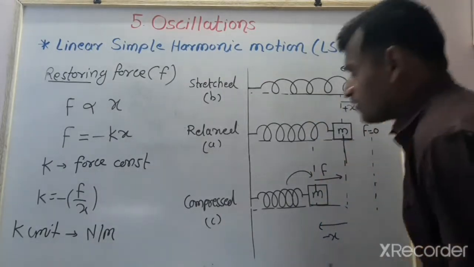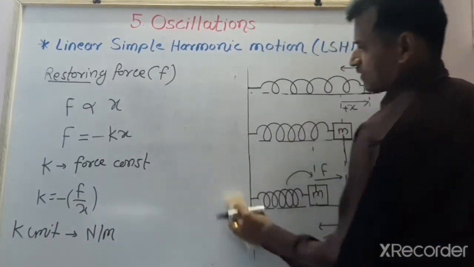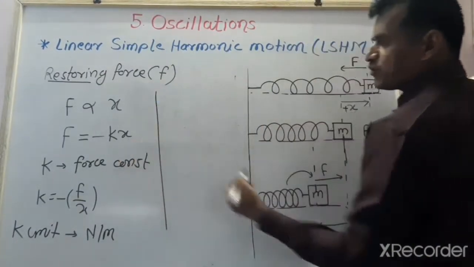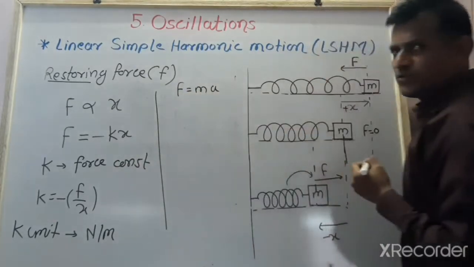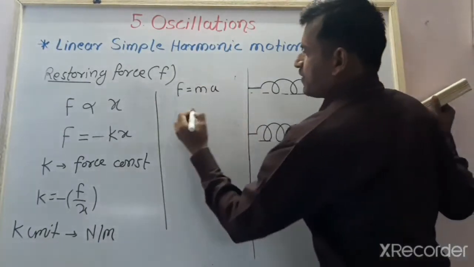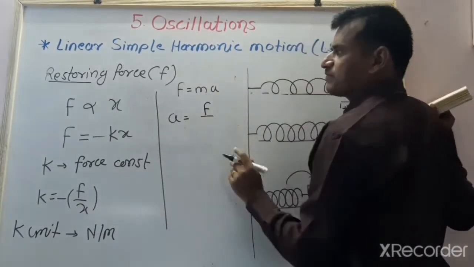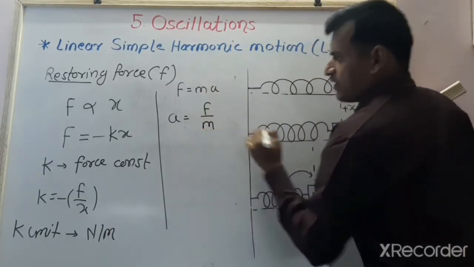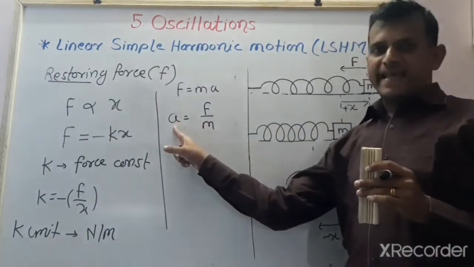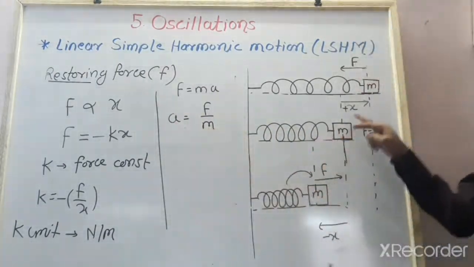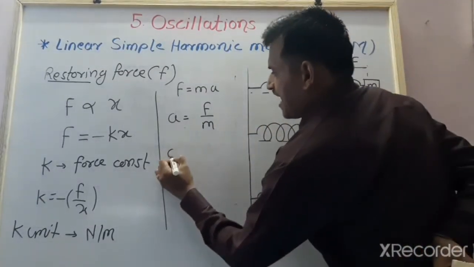Now according to Newton's second law of motion, that is F is equal to ma. You know this equation. From this equation, A is equal to F upon m. What is F? F is called here the restoring force. A is the acceleration and m is the mass of this block. Then A is equal to F upon m.